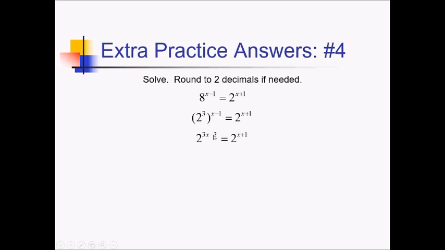Now that I have 2 to the something equals 2 to the something, I can cancel out those 2's and just write 3x minus 3 equals x plus 1.